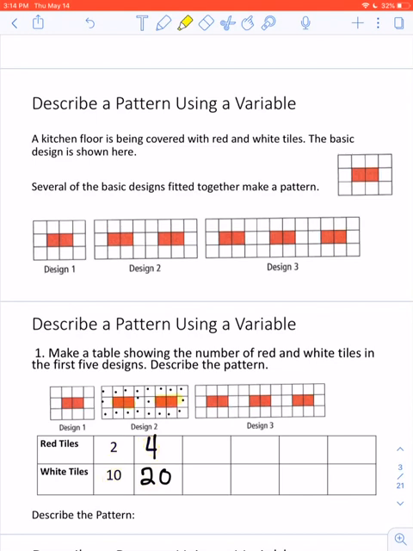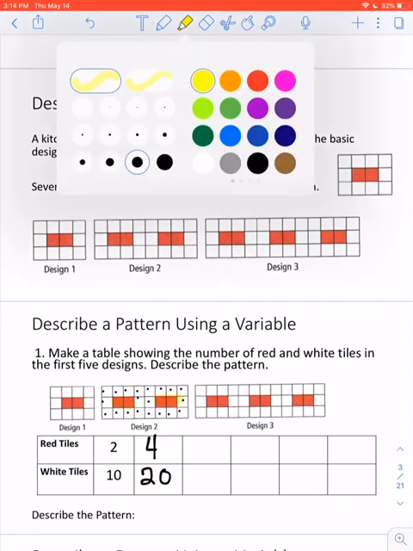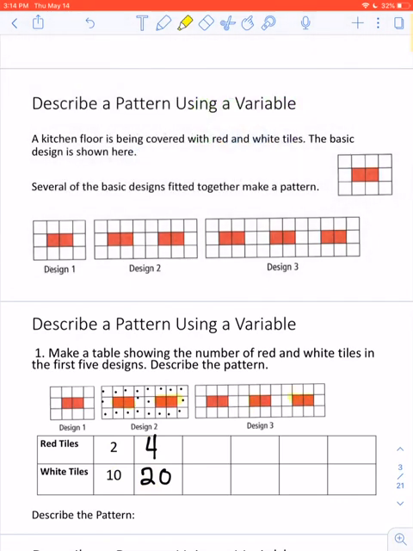So the next one I can see easily. There are 6 red tiles, and I can count 1, 2, 3, 4, 5, 6, 7, 8, 9, 10, 11, 12, 13, 14, 15, 16, 17, 18, 19, 20, 21, 22, 23, 24, 25, 26, 27, 28, 29, 30.